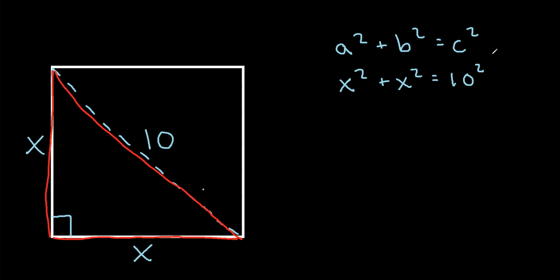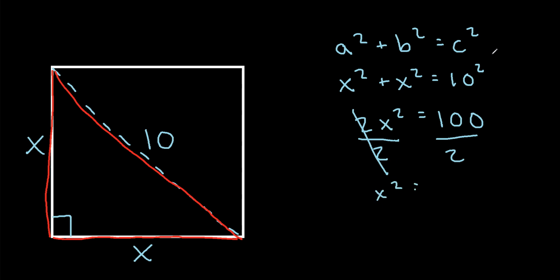And now we can try to solve for x to figure out what this side length is. So let's do that. x squared plus x squared, that's 2x squared. On the right hand side, we get 10 squared, that's 10 times 10, which is 100. To solve for x, we can divide both sides by 2. So over here, the 2's will cancel out. We're left with x squared is equal to 100 divided by 2, that's 50.